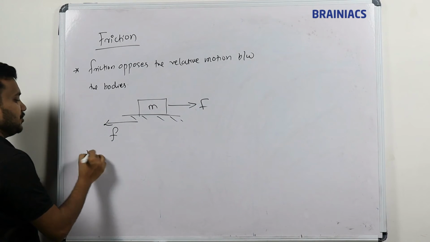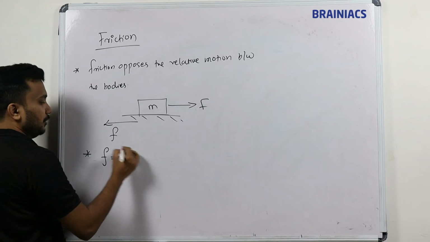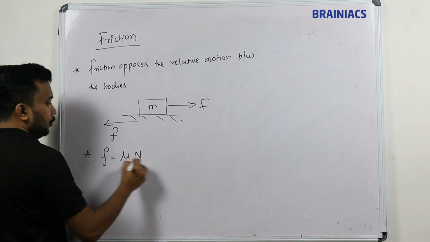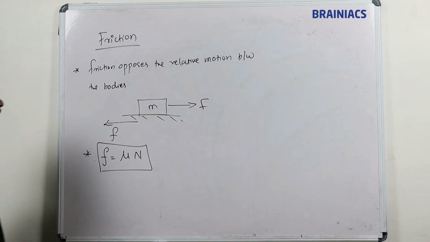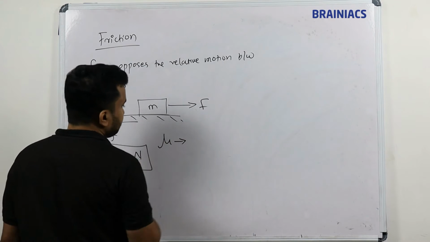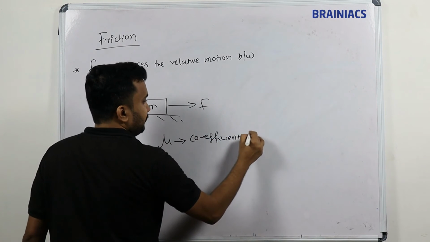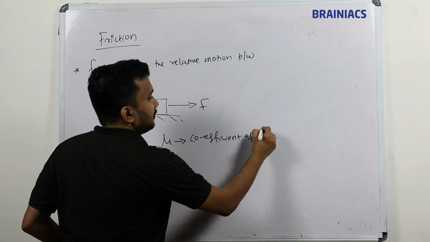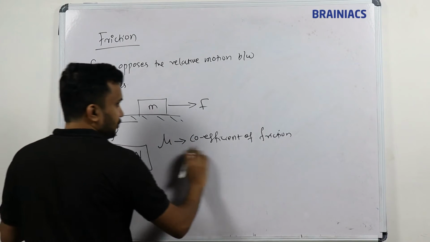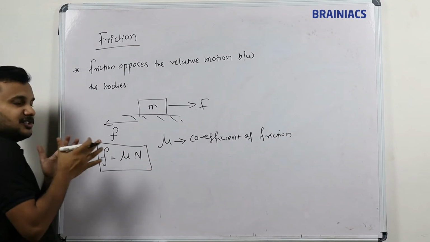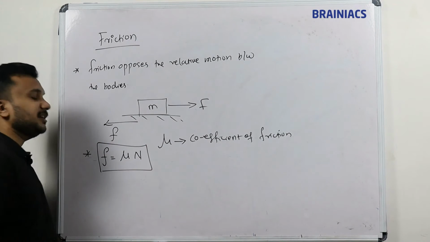Now we'll go to the equation of frictional force. The equation of frictional force is always f equal to mu into N. This is an important relation, where mu is called the coefficient of friction. The coefficient of friction depends upon the roughness or smoothness of the surface, so this value changes.